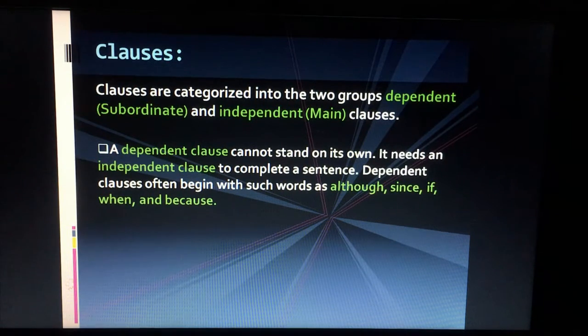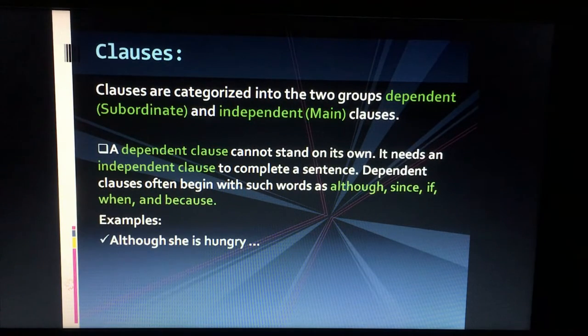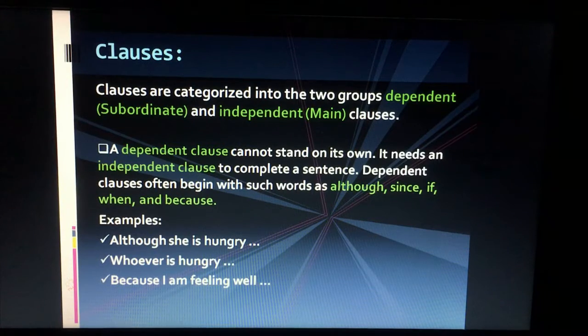Dependent clauses often begin with words such as although, since, if, when, and because. To identify a dependent clause easily, you can first identify these words in the sentences: although, since, if, etc. Okay, this is the tip. Example: Although she is hungry. Another one: Whoever is hungry. Another one: Because I am feeling well. These are a few examples given here. As you can see, these are not conveying the full thought of a sentence. So you can definitely say these are dependent clauses, which are dependent on an independent one.